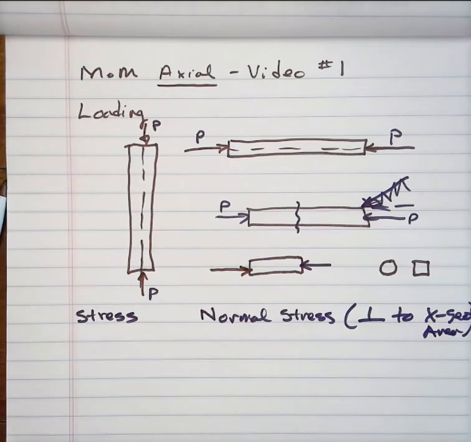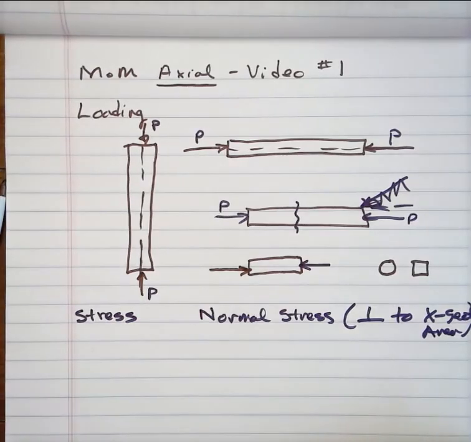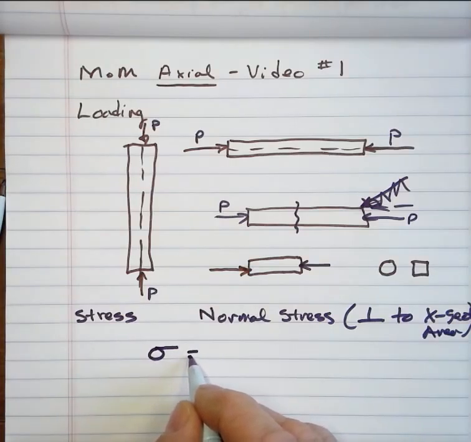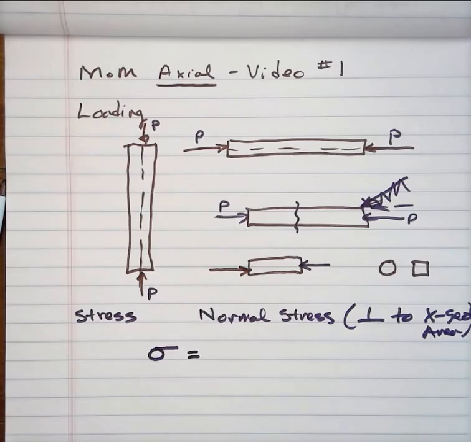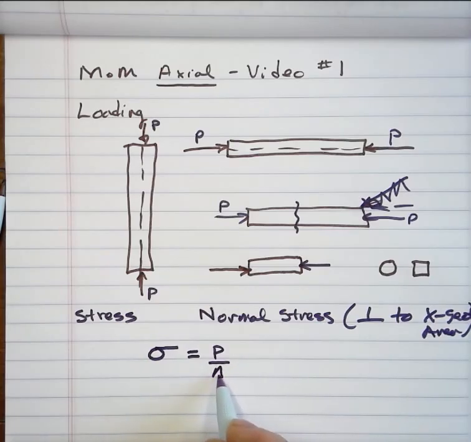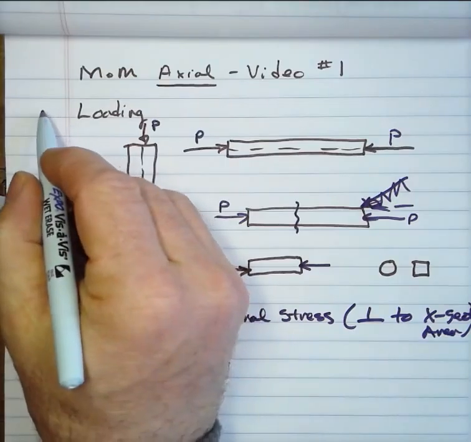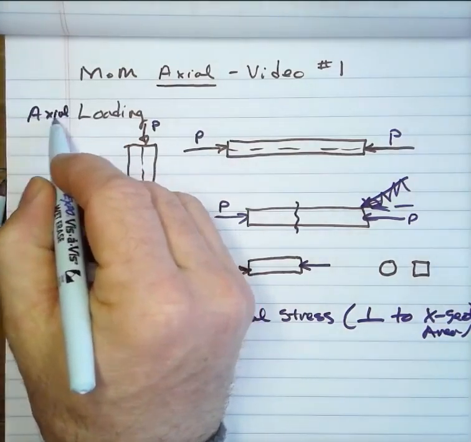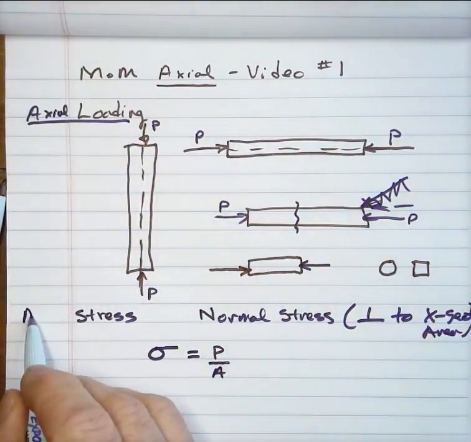When we have, in mechanics of materials, a stress perpendicular to a cross-sectional area, we use the lowercase Greek letter sigma. And the equation is very simple for axial stress. It is simply the force divided by the area. So this is axial loading. This is axial stress.